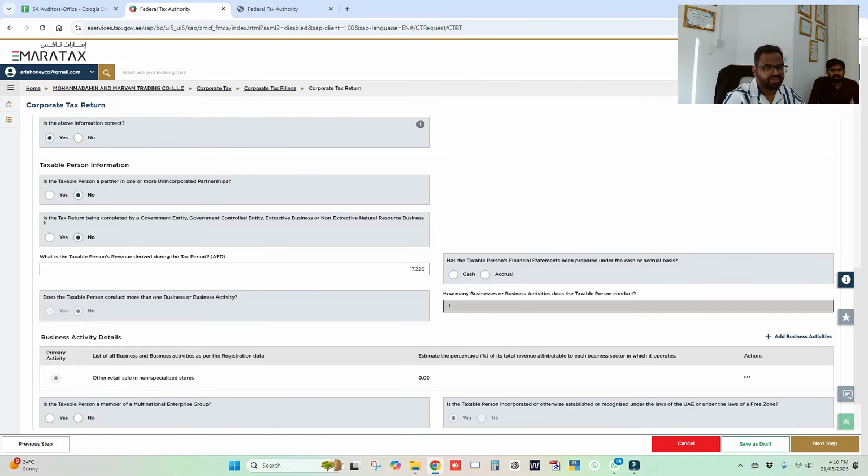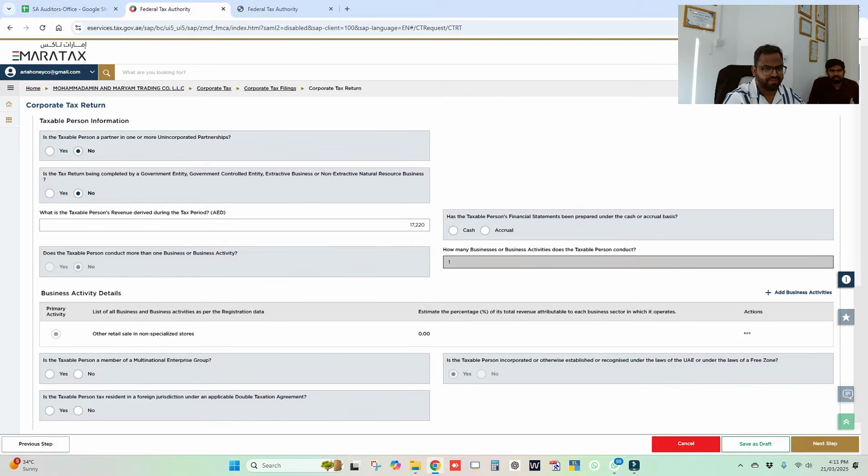Does the taxable person conduct more than one business activity? Taxable person means this company only, not the individual owners. Has the taxable person's financial statement been prepared under the cash or accrual basis? Mostly it will be accrual basis. Cash basis is rarely followed.